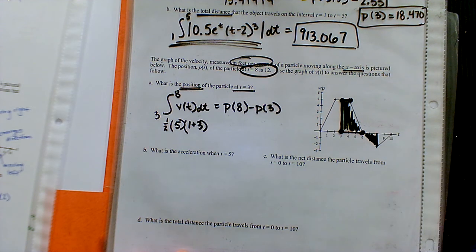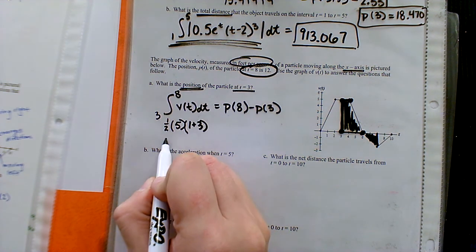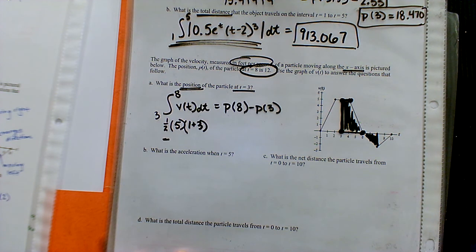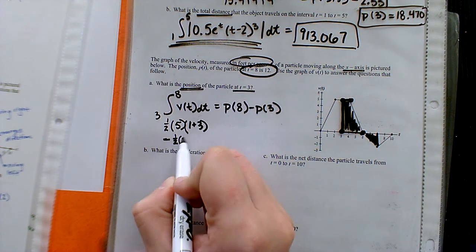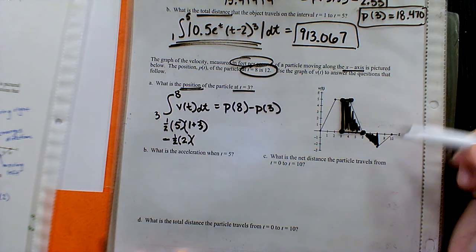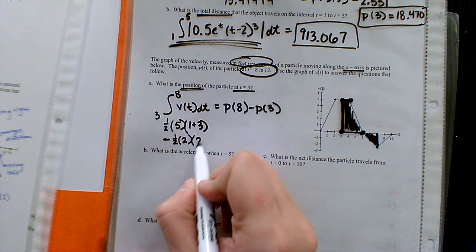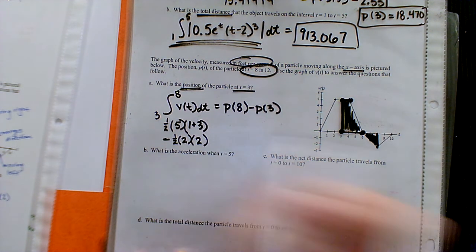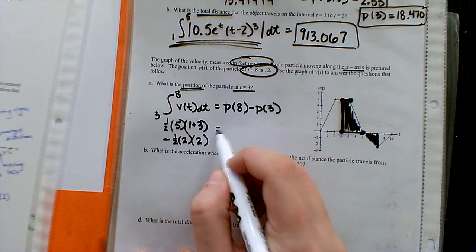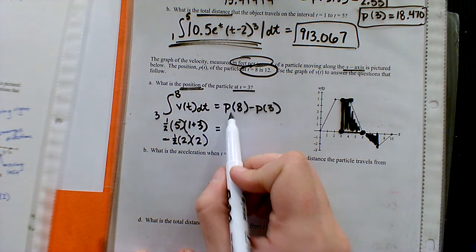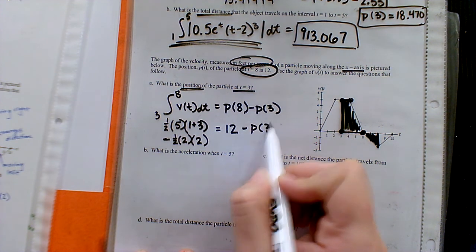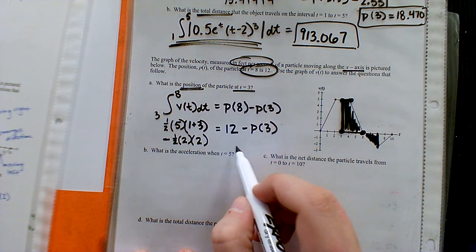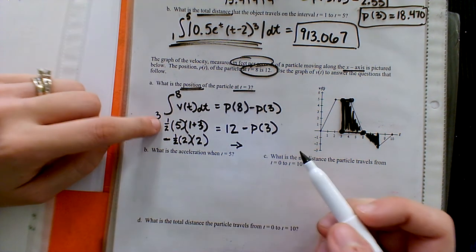Our next shape is a triangle, but notice how it's underneath the x-axis, so it should be represented as a negative amount. And we'll have 1/2 times the base of 2 times the height of 2. All right. Now on the right-hand side, we know P of 8 is 12, and we're trying to figure out P of 3. So I think we have a good setup to go from here.